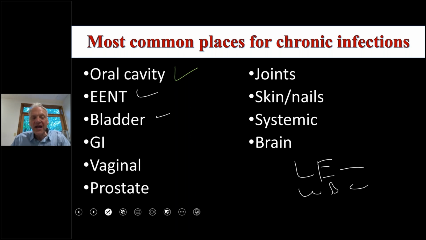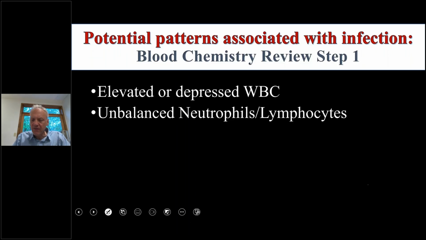So GI, vaginal, prostate. Prostates are hard to deal with because if you take herbs and different things, it's hard for them to land in the prostate. All right, so joints, skin, nails, stomach, brain, these are all possible places that you really want to think about. All right, so I'm going to talk about the labs, and then we're going to back up to some specific things that we can look for in places.